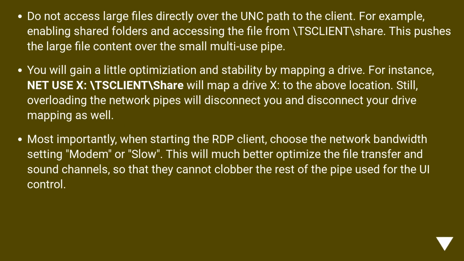Do not access large files directly over the UNC path to the client. For example, enabling shared folders and accessing the file from RDP. This pushes the large file content over the small multi-use pipe. You will gain a little optimization and stability by mapping a drive. For instance, net use X, but still, overloading the network pipes will disconnect you and disconnect your drive mapping as well.